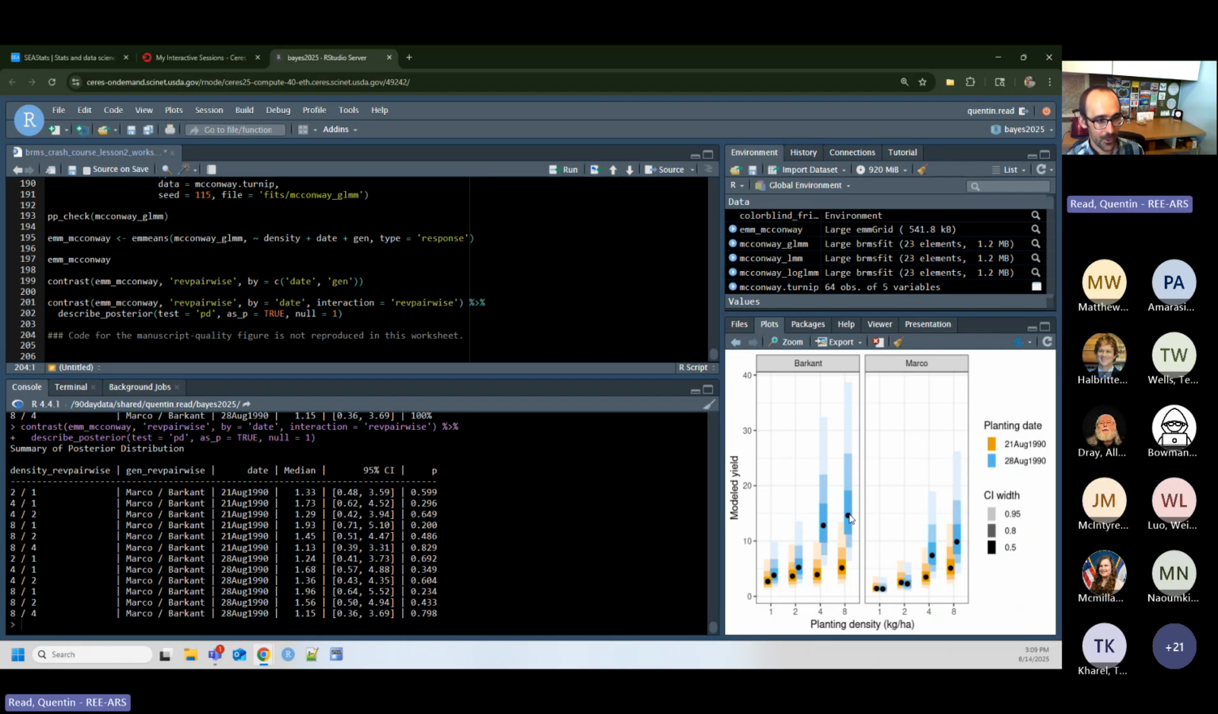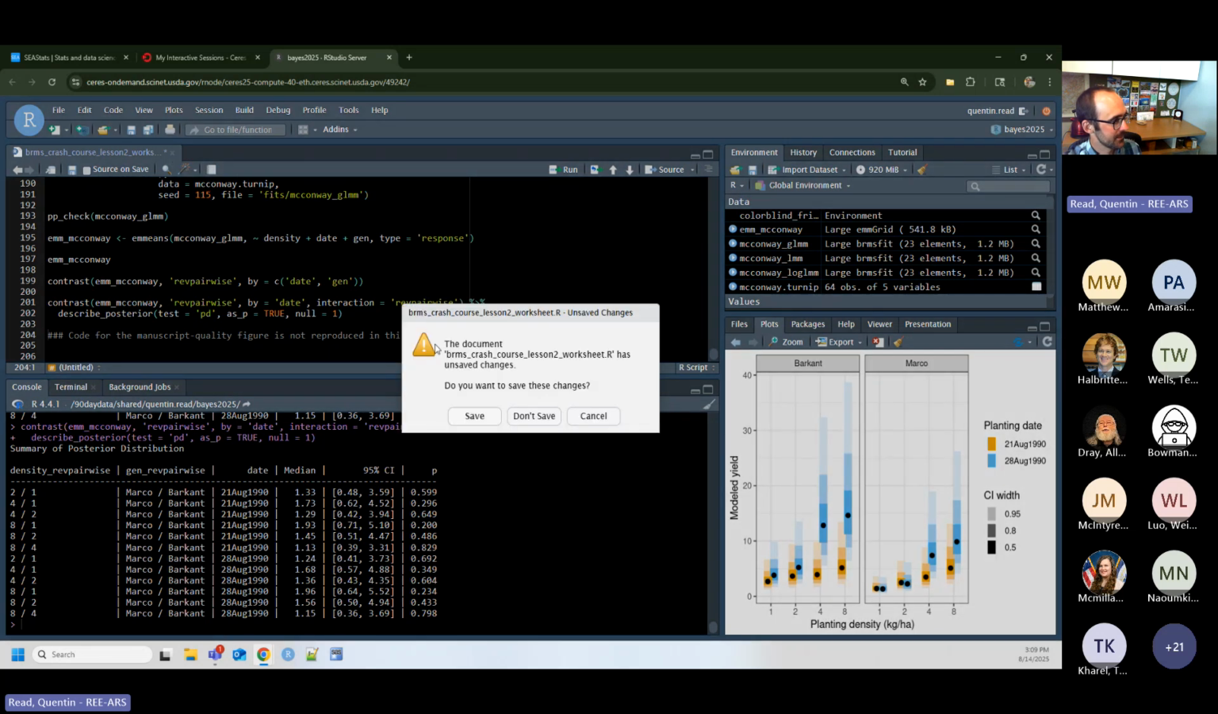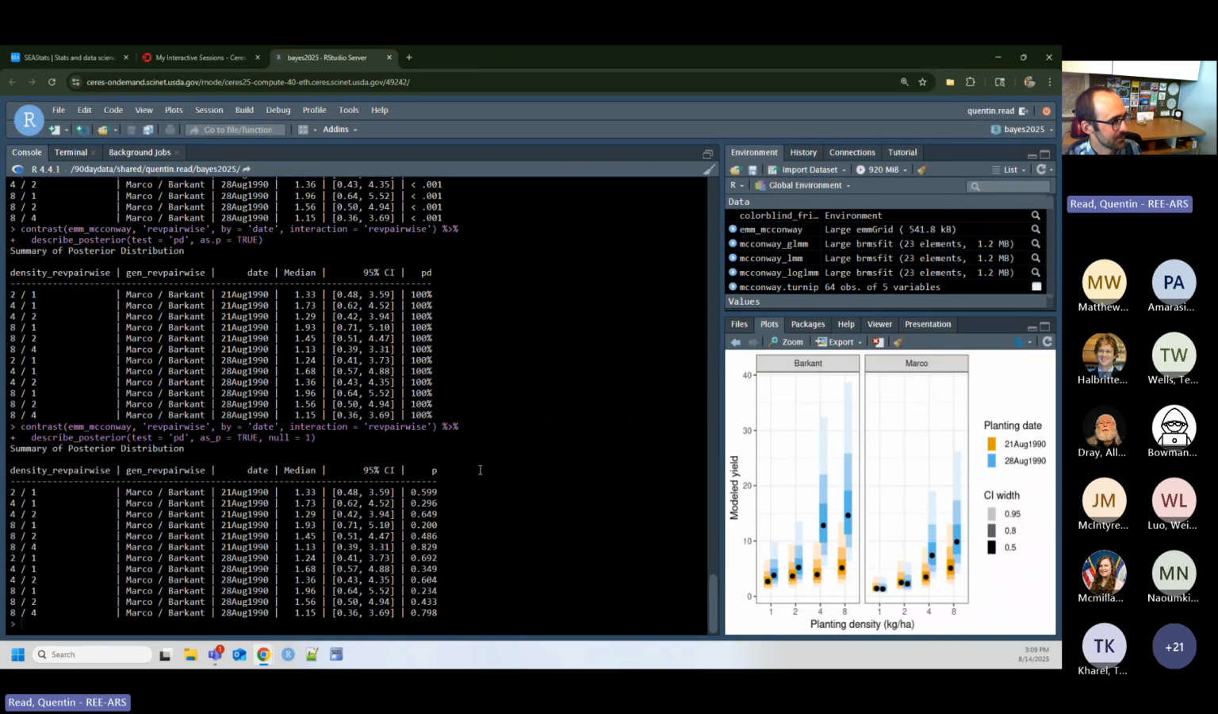Okay, so we're having a great discussion. It's more important than covering all the material, but we can go ahead and keep plugging away at the material. So you can go ahead and close out your lesson 2 worksheet, and you can save the changes.